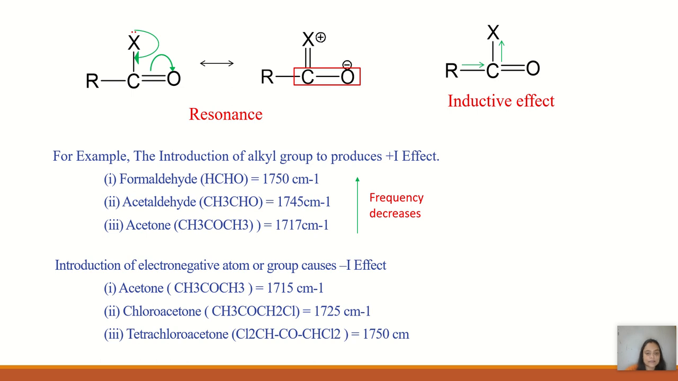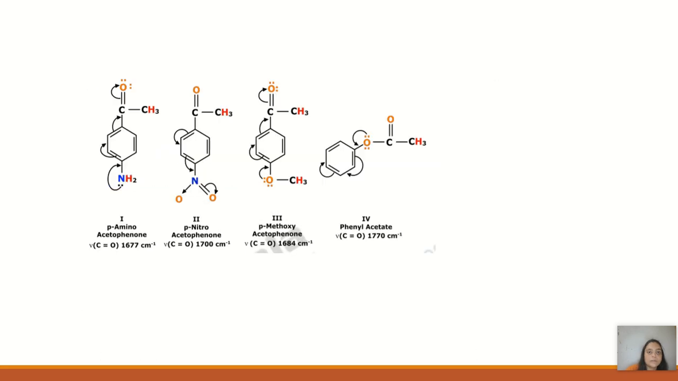Now let's take the example of the minus I effect. Here we are taking the example of acetone, chloroacetone and tetrachloroacetone. Here the frequency increases. Why? Because we are putting in a minus I effect. In acetone, we take 1 chlorine atom, and in the next we take 4 chlorine atoms. So it increases the frequency.